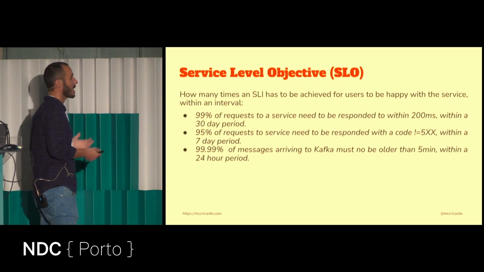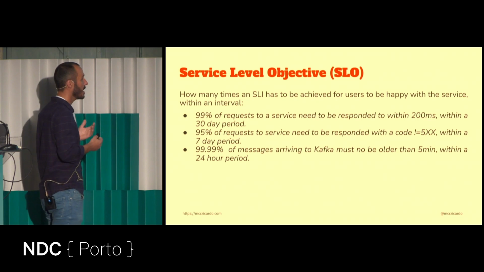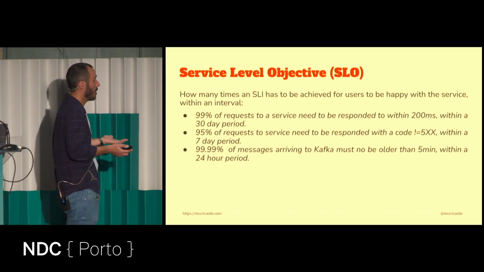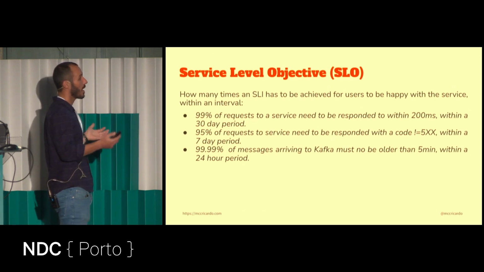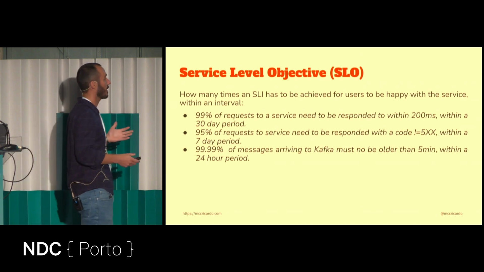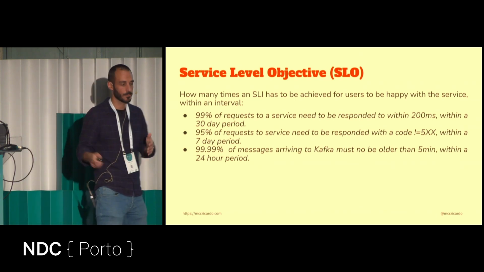And we have other examples using the previous example. We can say that 95% of requests need to be responded to with a code different from 500 in a 7-day period, or that 99.99% of messages arriving to a Kafka cluster cannot be older than 5 minutes for every day.